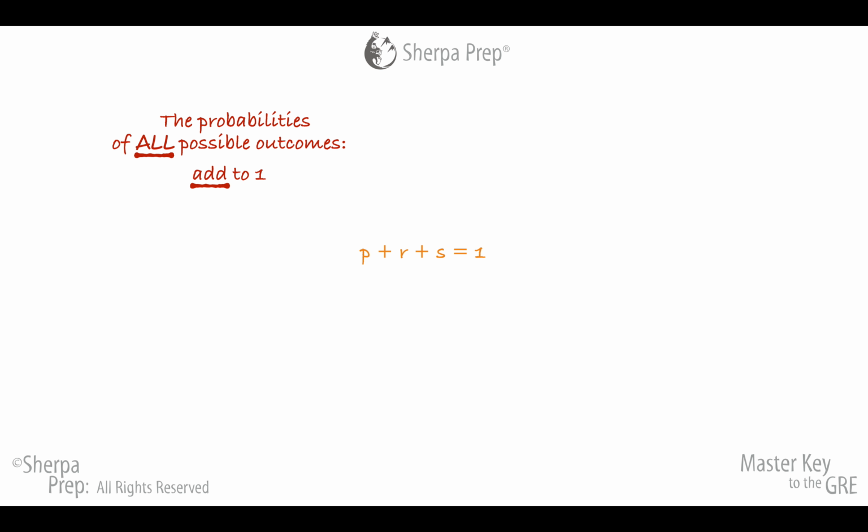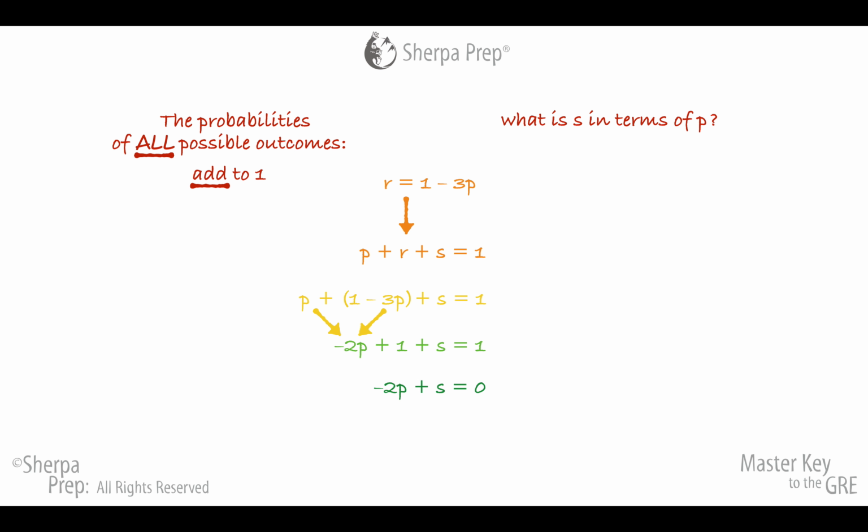Now, of course, the mission here is to solve for S in terms of P. So as a first step, let's take this information about R and plug it in to our equation. And if we do, we get P plus 1 minus 3P plus S equals 1. As a next step, let's simplify some of this algebra. We know P plus negative 3P is negative 2P. And of course, we can subtract 1 from both sides of the equation. And finally, we can add 2P to the other side, telling us S equals 2P.